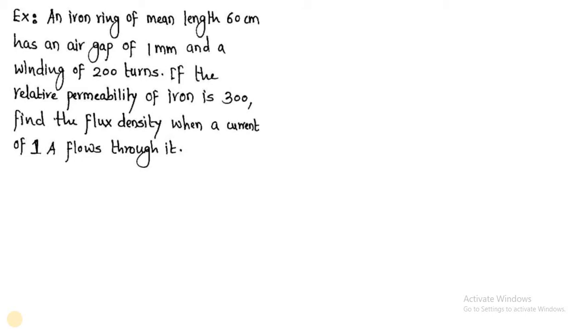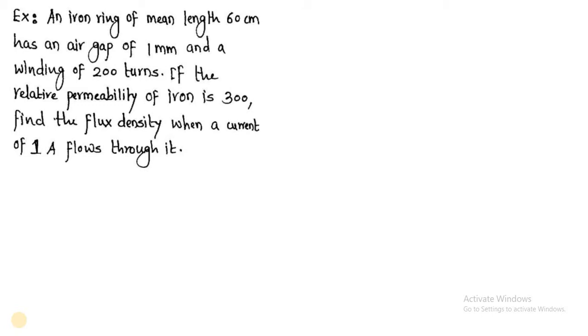The previous numerical we have seen, in which we added the length of air gap to the given length of iron ring. Now in this numerical, just see the statement. An iron ring of mean length 60 cm has an air gap of 1 mm. I'll repeat the statement. It means the mean length of iron ring of 60 cm includes the 1 mm length of air gap. So the 60 cm length of iron ring is including that 1 mm air gap.